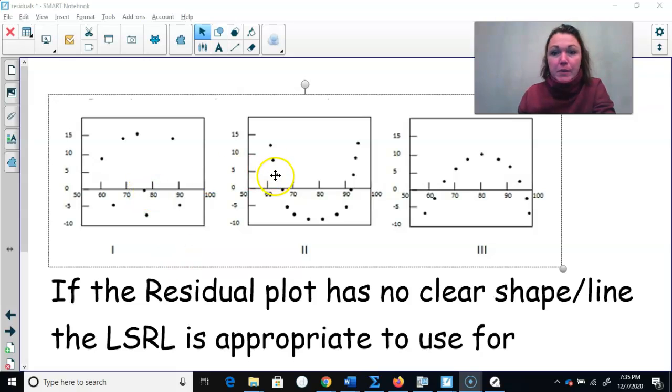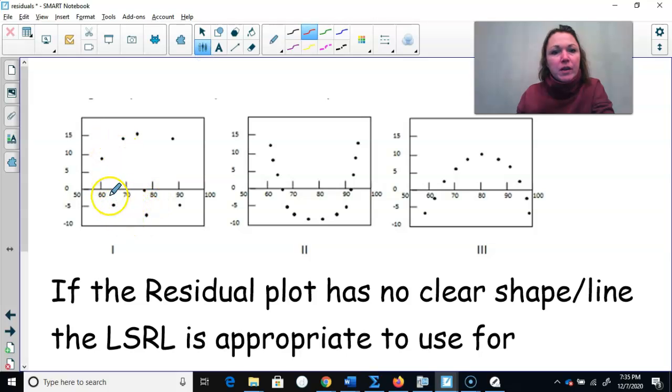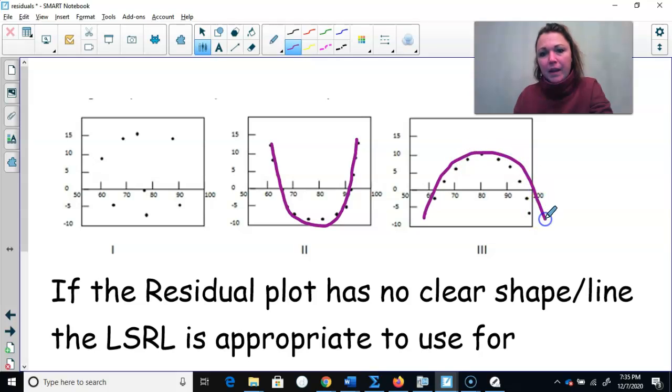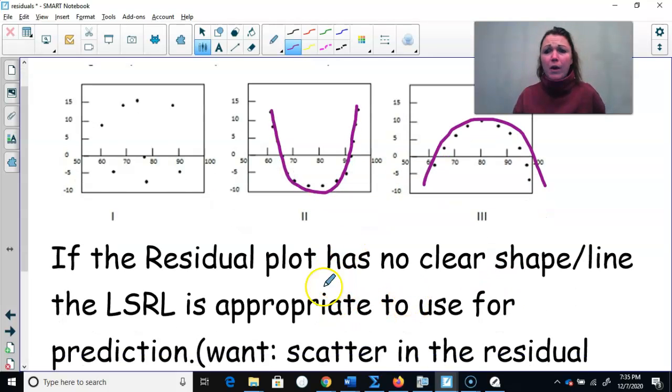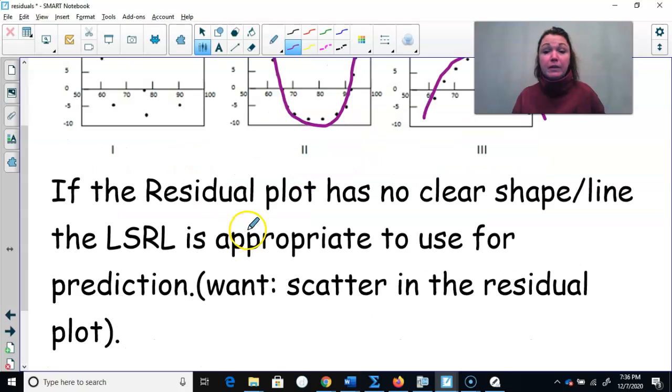Okay, so I have 3 residual plots right here for you guys. The first plot, you can see there is no clear pattern. It's just scatter above the x-axis and scatter below the x-axis. But on this second plot here, we see a U. Now, it won't always look this beautiful, but this is considered a pattern in statistics, as well as this upside down U. If your residual plot has no clear shape, or pattern, the least squares regression line is appropriate to use for prediction. We want scatter above and scatter below, okay?